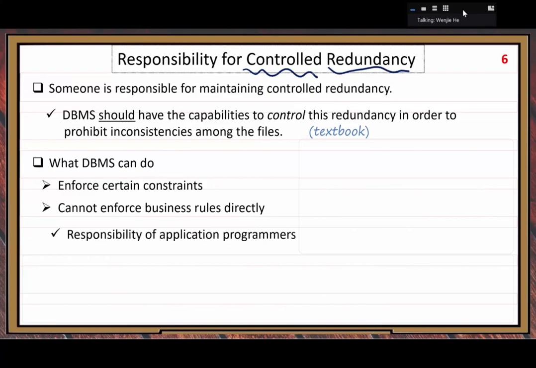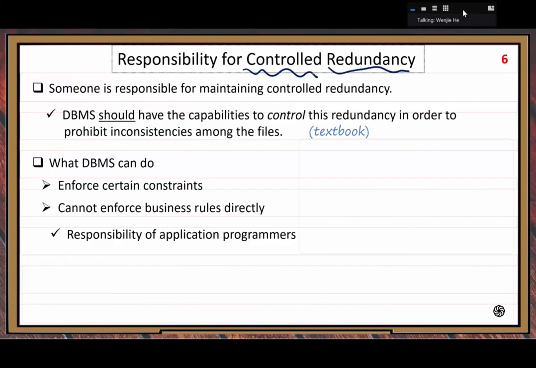So the answer to this question is that it's the responsibility of application programmers. We need to do a lot of work. Typically we use stored procedures to give detailed instructions to the DBMS to enforce complex business rules. That's the conclusion.